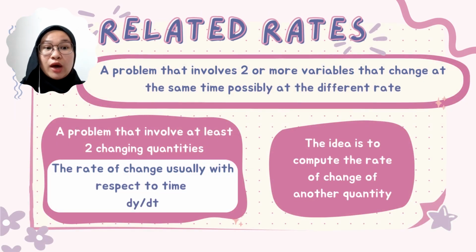Let's dive deeper into our main topic today, which is related rate. Related rate is a problem that involves 2 or more variables that change at the same time, possibly at a different rate. In a simpler way, we can conclude that related rate is a problem that involves at least 2 changing quantities. The rate of change is usually with respect to time, which is dy over dt. In a problem that involves related rate, the idea is to compute the rate of change of another quantity.